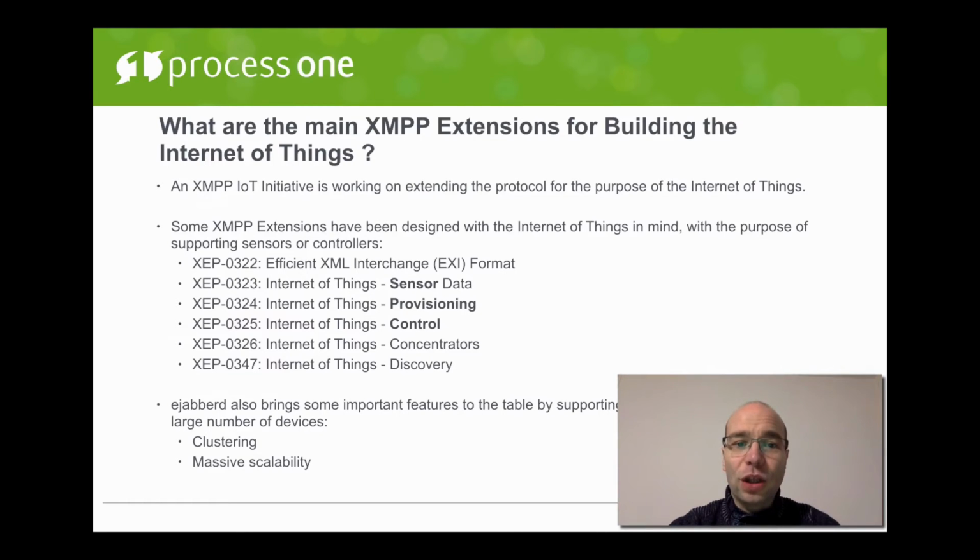So for example, you have EXI, Efficient XML Interchange, which is basically a compression format for XMPP that allows it to be much more compact and makes XMPP much less verbose for small things that are very low on bandwidth.